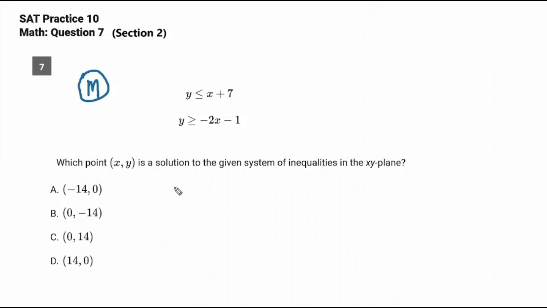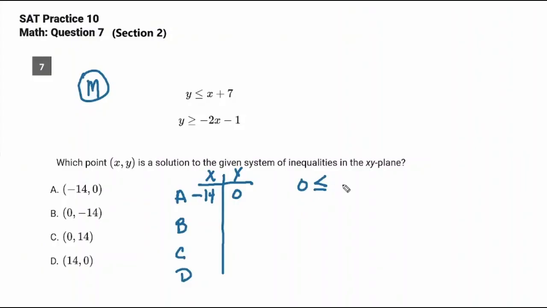The best way to do this is to write down the answer choices. You don't need to write them all down. You can write down each answer choice one at a time, but make sure that you write down x and y because you don't want to get these backwards, which can happen. So A says negative 14 is x and y is 0. So let's just plug and chug, see what happens. Y, 0. The little one eats the big one, so y is less than x, negative 14 plus 7. That's a negative 7. Is 0 less than negative 7? No. Don't need to do anything else.